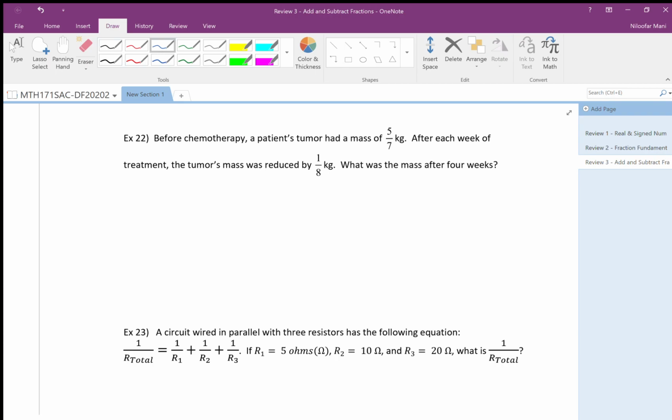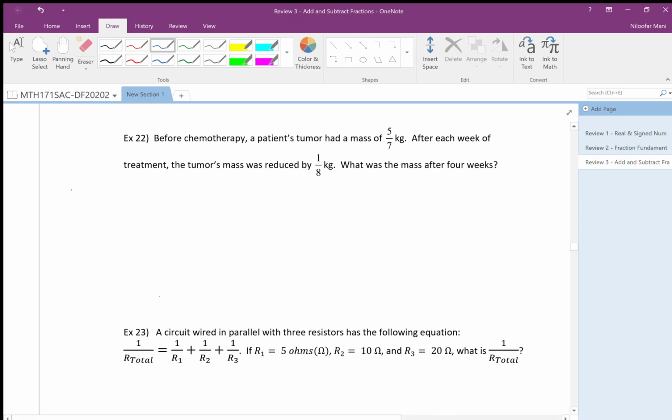It means the first week, 1 over 8 is reduced. The second week, 1 over 8 is reduced. The third week, 1 over 8 is reduced. The fourth week, 1 over 8 is reduced. So I have 1 over 8 reduced from the amount. So I read the question once, I understand what's going on. Then I read it a second time and translate.